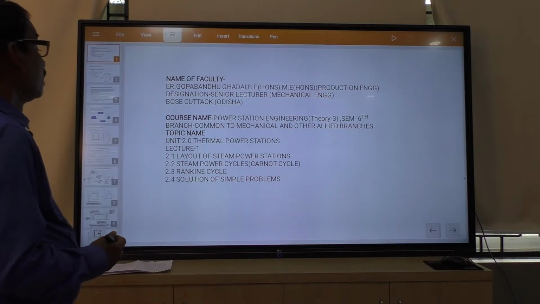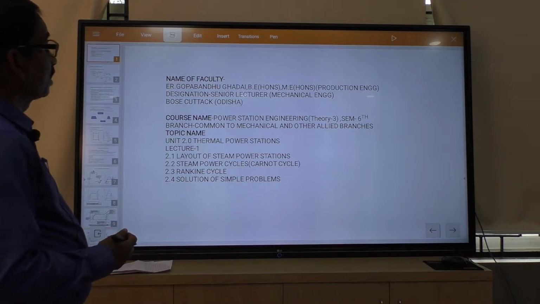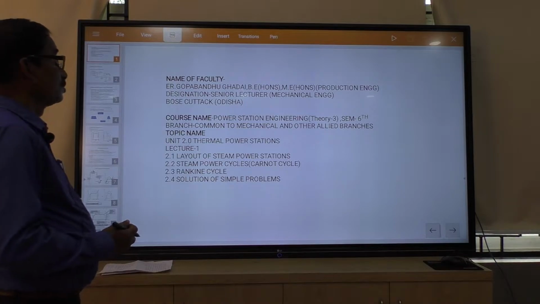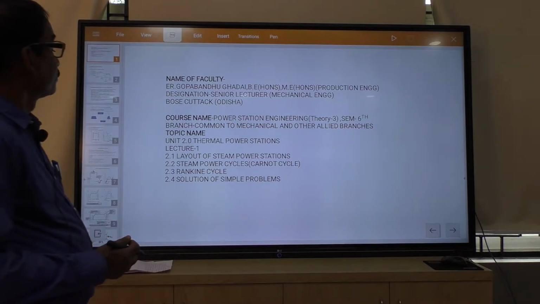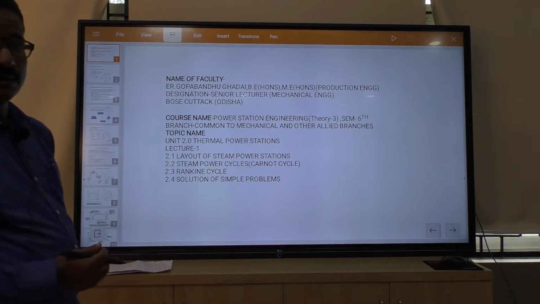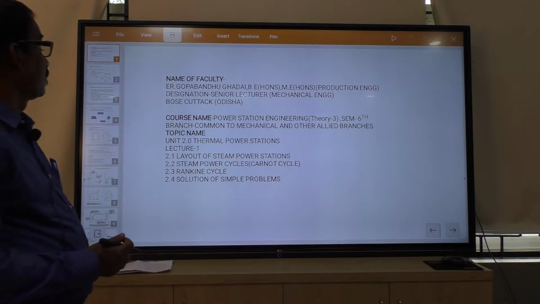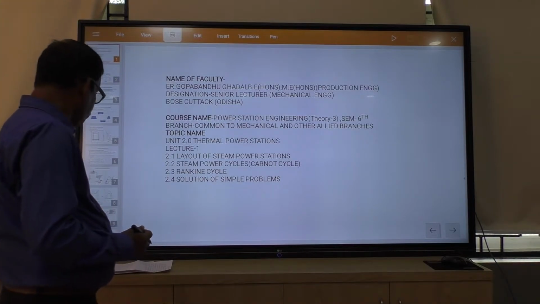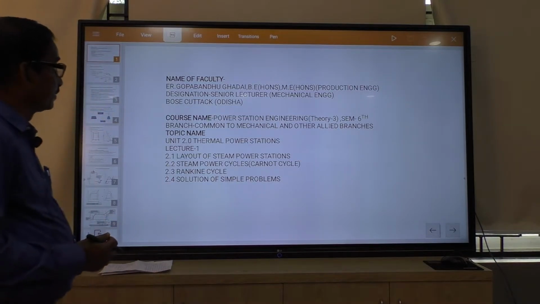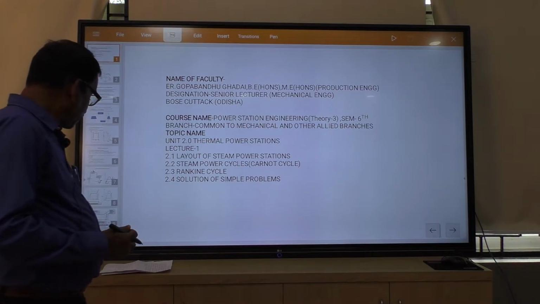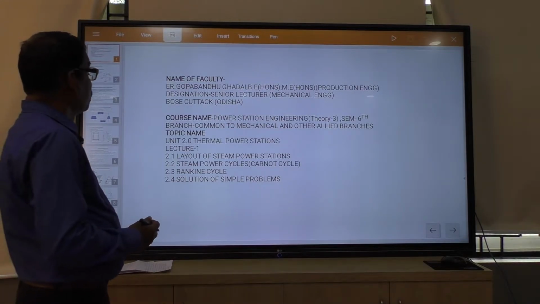That steam again goes to the turbine, then after expansion in the turbine we get the mechanical work, and the turbine is also called a prime mover. That means it produces mechanical power. That power is utilized by the generator and we get the electricity. So that unit is called a turbo generator. Next is your gas turbine power plant, where natural gas is used as the heat source to produce steam from the water.